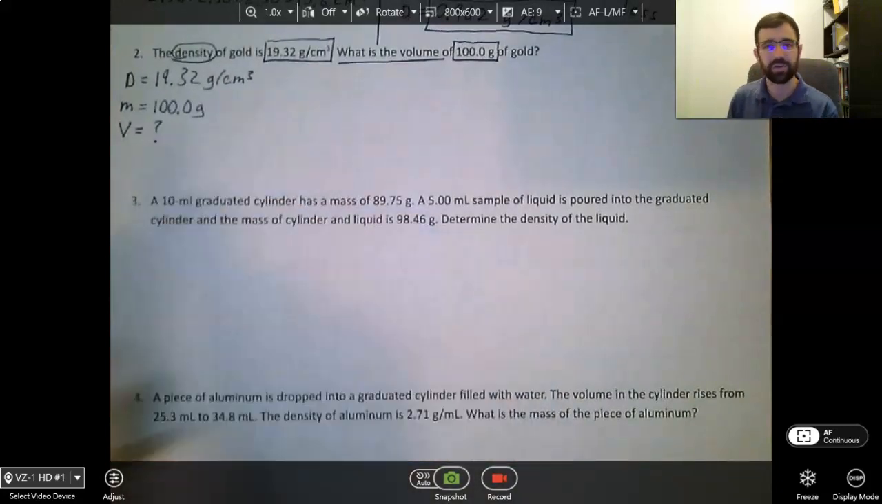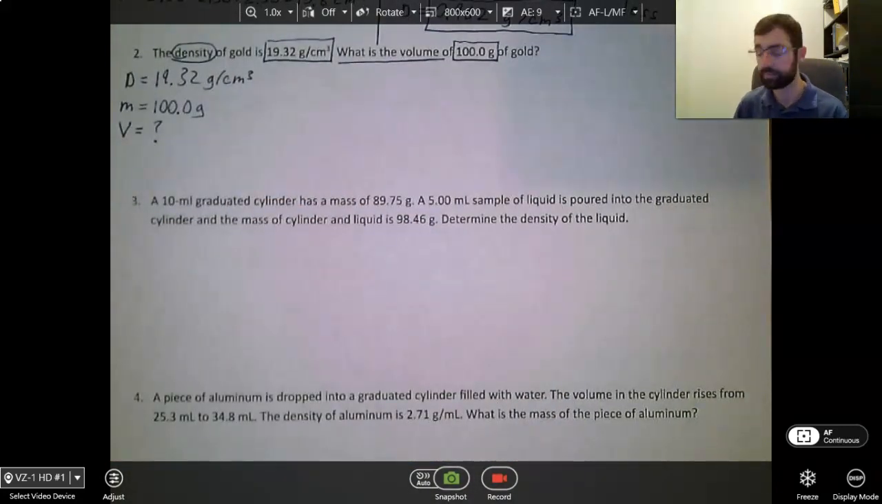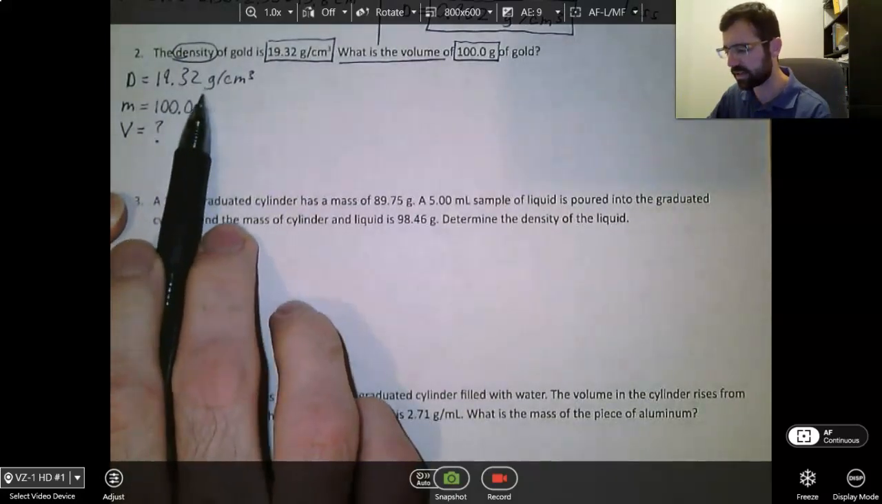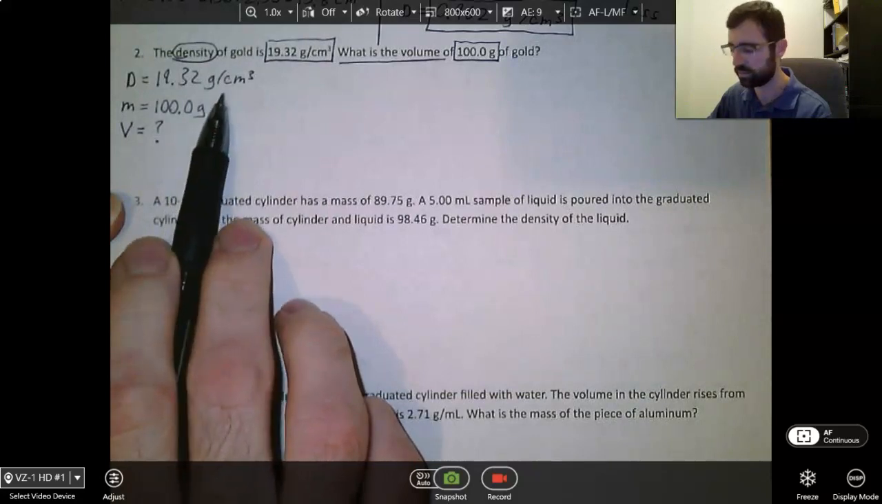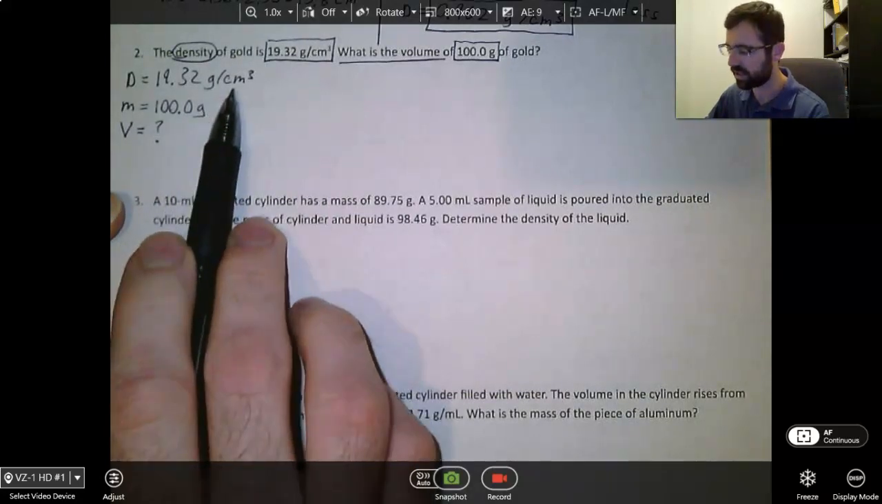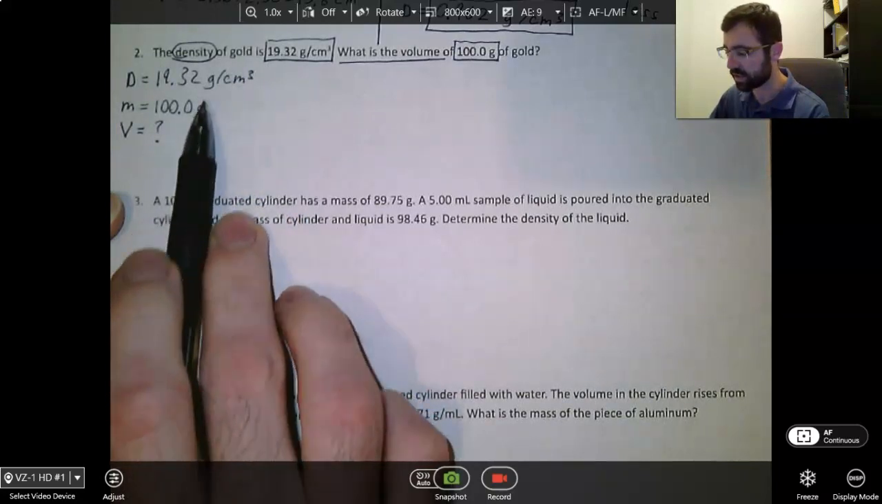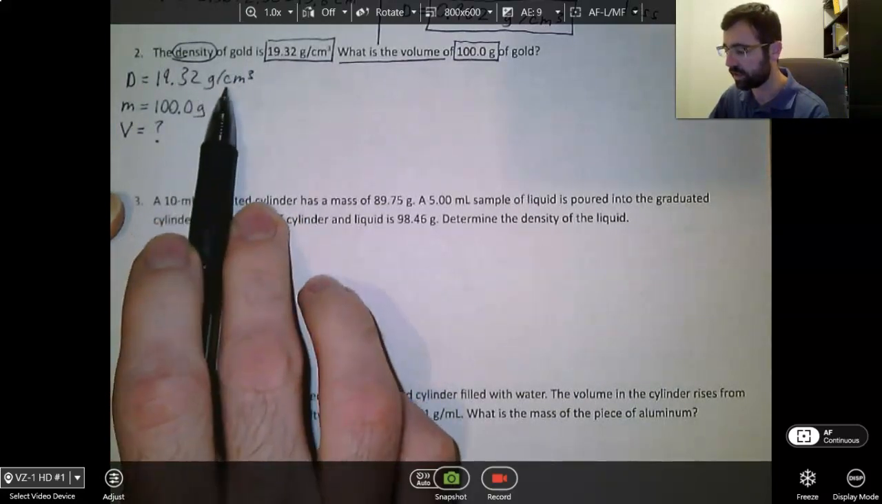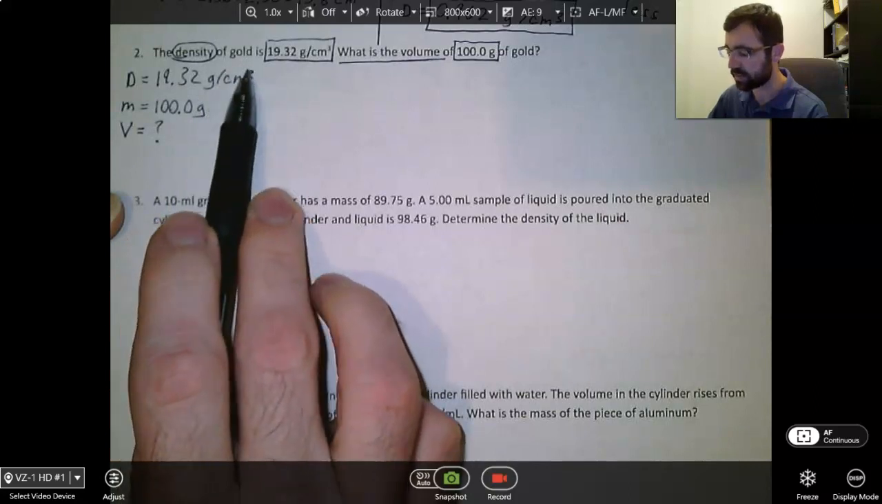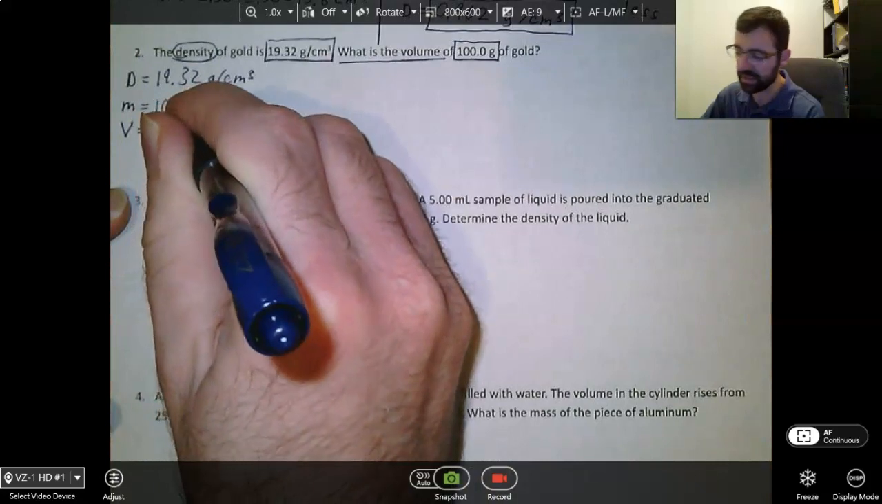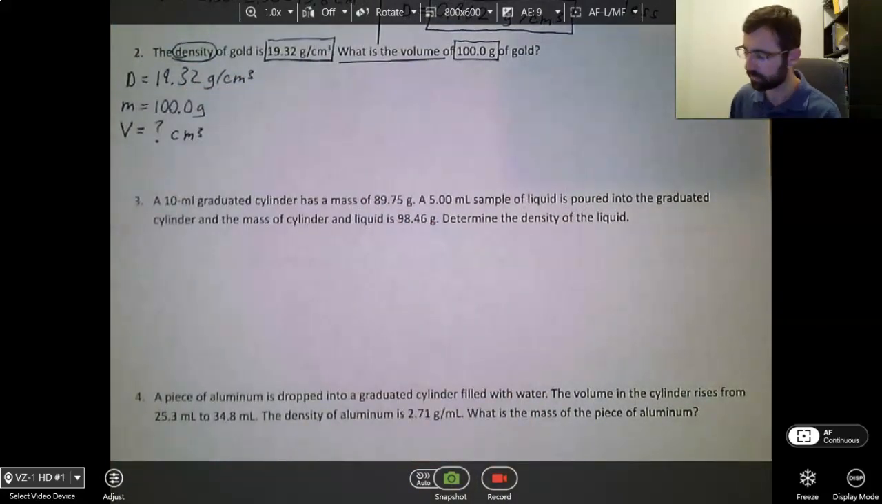Okay, and I don't really know what units I'm going to have for volume, but there's a way you can check it. Look at your density. What part of that is going to be volume? Well, this part, centimeters cubed, is volume. I'm already using the grams, and centimeters cubed we know is a unit of volume. So my final units are going to be centimeters cubed because that's what my density is given in.